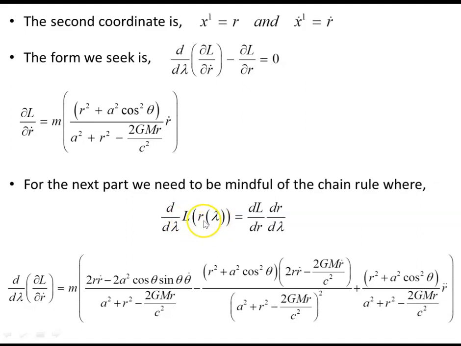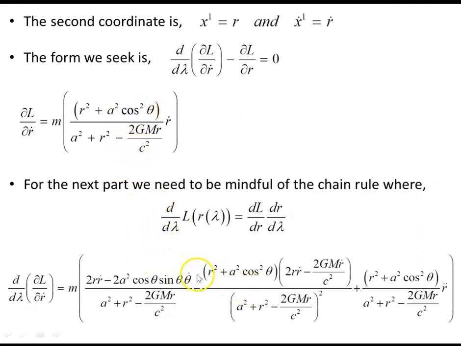So let's say we have L, a function of r, which is a function of lambda. Then the chain rule says that the derivative with respect to lambda of L is dL/dr times dr/d lambda. And we have to be mindful of that all throughout. So d/d lambda of dL/dr dot is m times, okay, and now we have to differentiate this bit by bit. I had to do this bit by bit and check with the software as well, just to be sure I was on the right track.